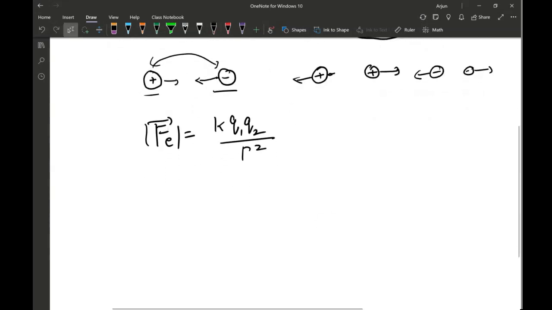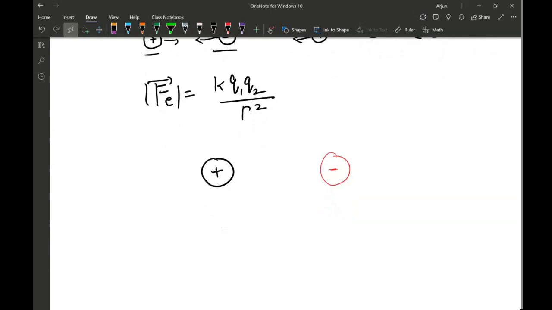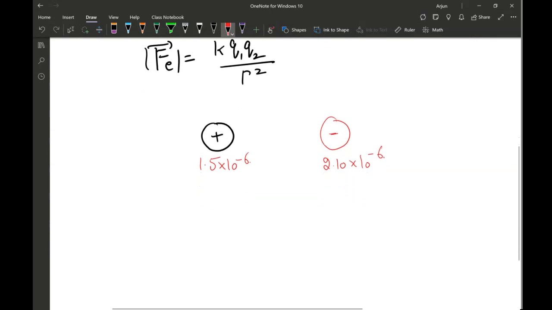Now, let's try and solve some math problems based on this formula. I'm going to take an example. Let's say this is a positive charge given to me, and then there is a negative charge also given to me down here. The magnitude of one charge is 1.5 times 10 raised to the power negative 6, and the other charge is 2.10 times 10 raised to the power negative 6. These are the two charges given to me. Now, I want to find out the magnitude and the direction of the force between the two charges.